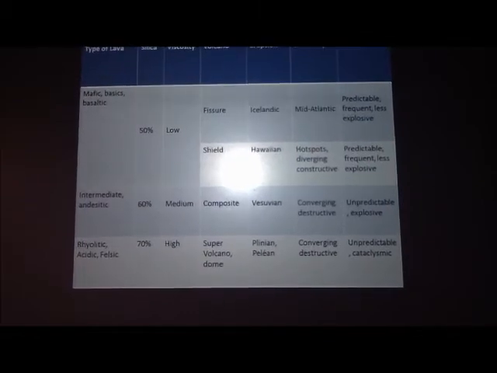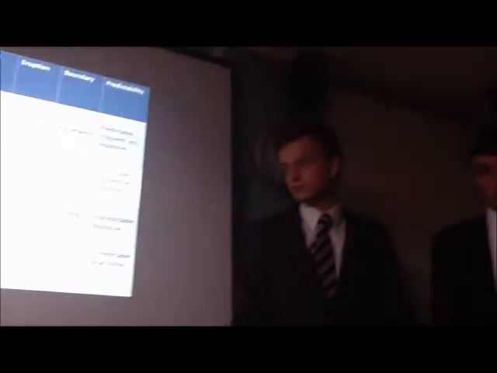So as you go down, intermediate lava is more explosive, it's got higher viscosity than basic lava, and tends to be at constructive, converging, destructive plate boundaries. Then finally, there's a really explosive one, rhyolitic. Cataclysmic ones. So that's rhyolitic lava. It's got 70% silica, very high viscosity. And they're supervolcanoes or dome volcanoes. And as Ben said before, they're Pelean eruptions.